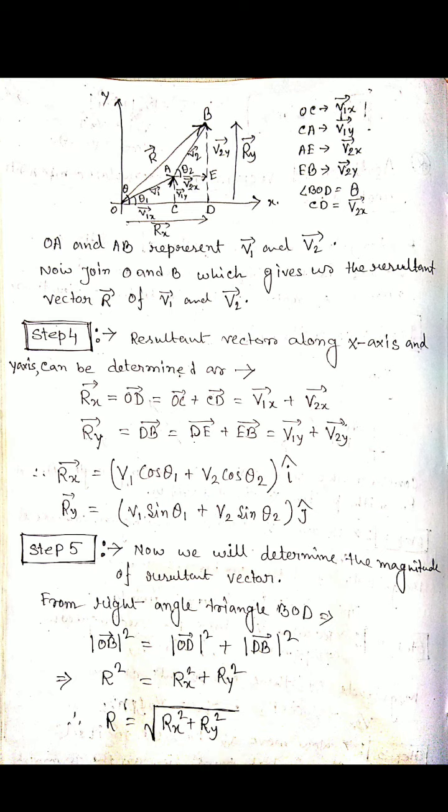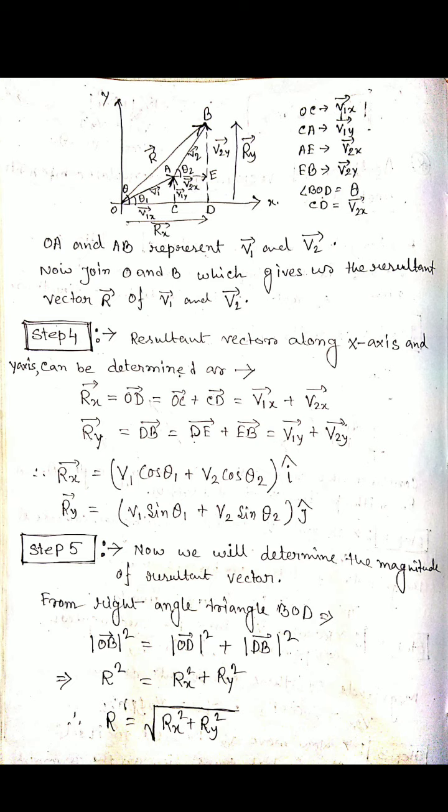Now V1x and V2x values we already found in steps 1 and 2: V1 cos theta 1 and V2 cos theta 2, with i hat, because here we use the vector sign. So V1 cos theta 1 plus V2 cos theta 2, that represents the magnitude of Rx, and the i vector is along the x-axis. And Ry equals V1 sin theta 1 plus V2 sin theta 2, multiplied by j hat, that is along the y-axis. And the last step: now we determine the magnitude of this resultant vector. That means we use the modulus sign, and whenever we use the modulus, the modulus of i cap and j cap is 1.